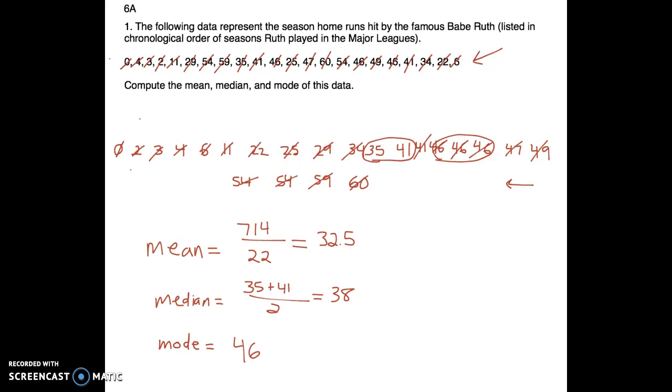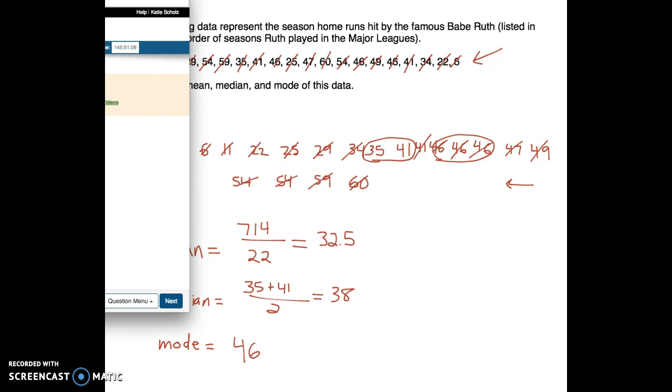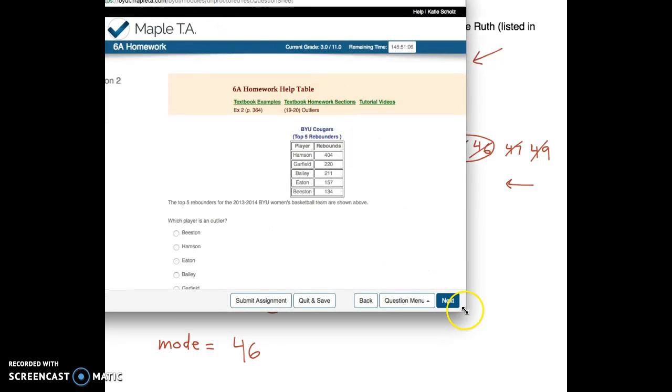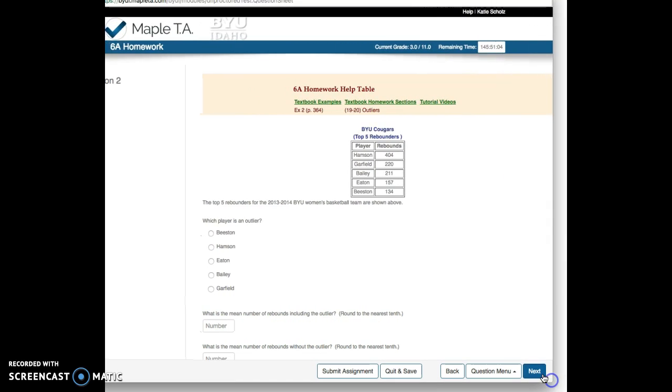Then number two, I'm just going to share my screen with you and show you my number two. So in this one, I want to know which one's an outlier. So an outlier is a number that is a lot bigger or a lot smaller than the rest of the numbers. So if we look at these numbers, we've got a number in the 400s, two numbers in the 200s, two numbers in the 100. So the outlier on this one would be that 404. So it would be Hampson because it's further than the rest of the numbers.